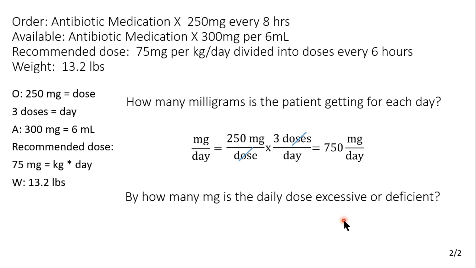Let's go through this last part of this last problem. So it's asking us how many milligrams is a daily dose excessive or deficient? So the recommended dose that we calculated before was 450. So 450 is definitely lower than the dose that the patient is receiving, which is 750. So to know how much is the difference, we just subtract 750 minus 450, and it comes up to be 300 milligrams per day excessive.